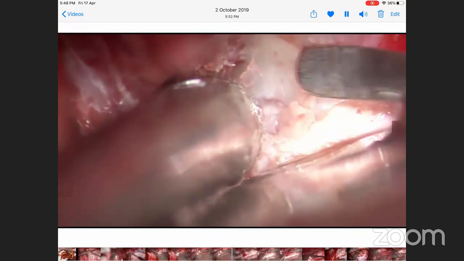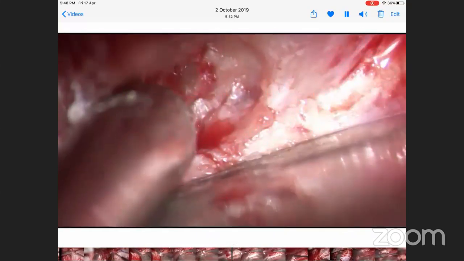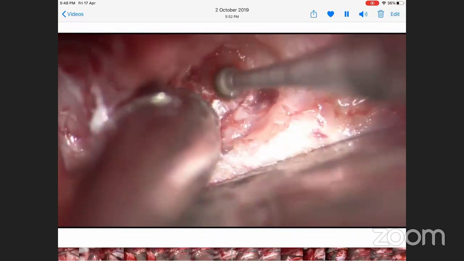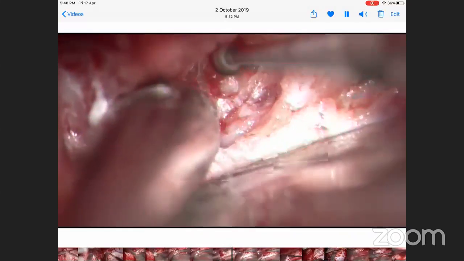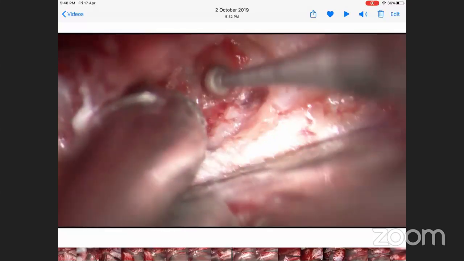I'm really sorry, but I saw that you are not using the irrigation while you are using the drilling in this area. Is that safe here, to use the drilling without irrigation? Yeah, you must understand one thing. Here I'm using a 1 millimeter drill and my field is so magnified that if I use a little bit of irrigation, I can suddenly lose sight.